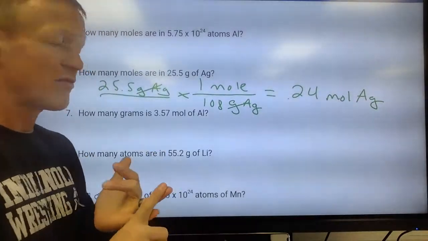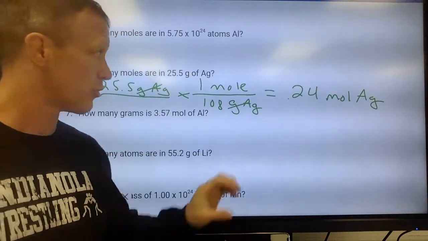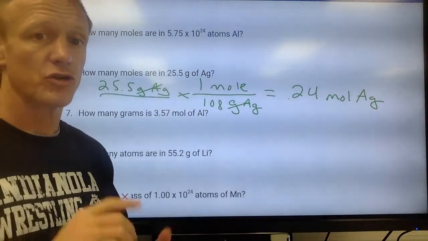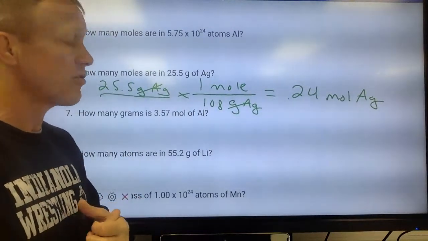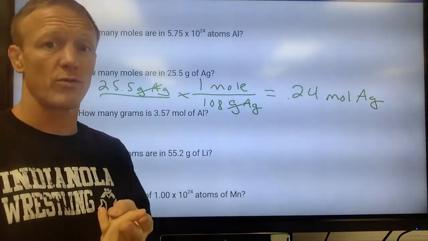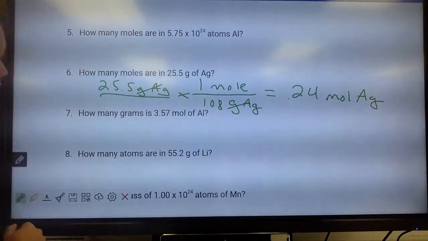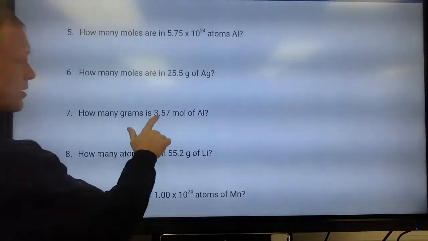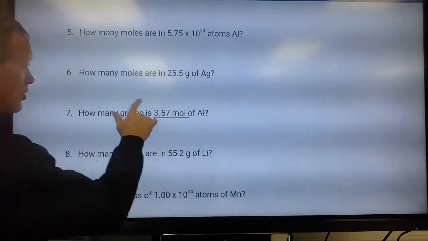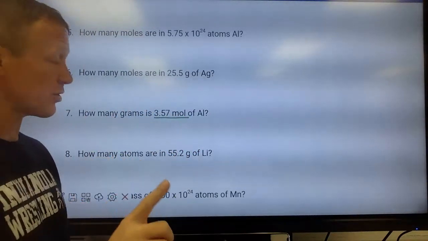One thing I would tell you, all these problems we've done so far, either starting with moles or finishing with moles. Whenever you start or finish with moles, it's a one-step conversion. You have one conversion. If you're not starting with the word mole or finishing with the word mole, it's going to be a two-step conversion. Okay, so I'll pick out a couple more here. This one, notice we're starting with moles, going into grams. That's going to be a one-step conversion because you're starting with moles.